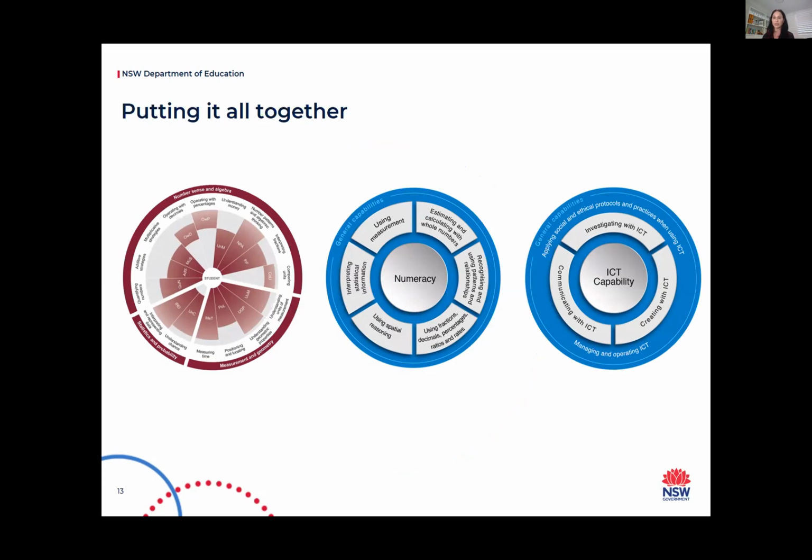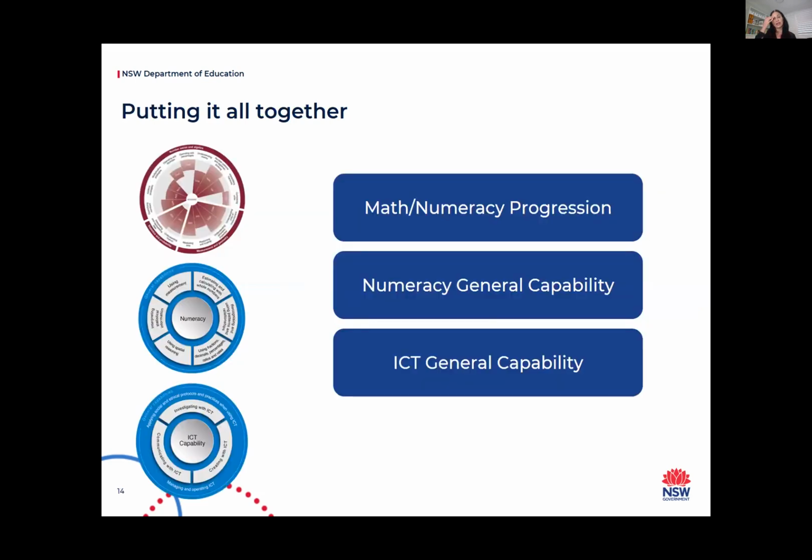In addition to that, some of you may have students with special needs. You may have gifted and talented students. You may have a range of individual learning plans that you need to adhere to as well. So it's actually quite a complex process. It's not as easy as one would assume. When we put it all together, basically we line it up so it is a bit of a linear process. Not ideal, but it is linear. So these are the three things that I said we need to consider: the maths and numeracy progression, the numeracy general capability, and then the ICT general capability.